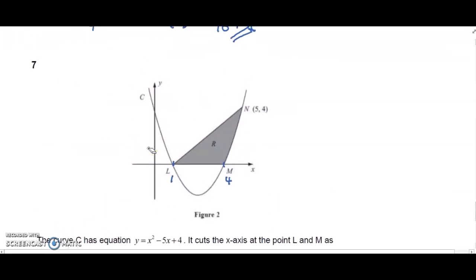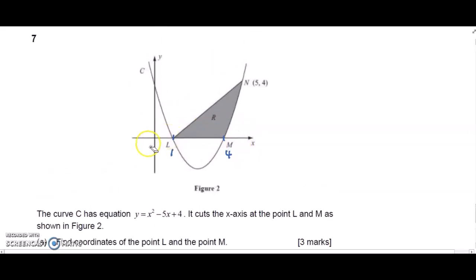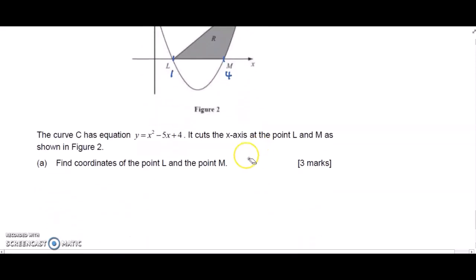Alright, this is question 7. We need to get the value of L and M. So here you can see I write 1, 4. How do we get the 1 and the 4 here? Because L and M are x-intercepts, you need to find 1 and 4 by letting y equal 0.